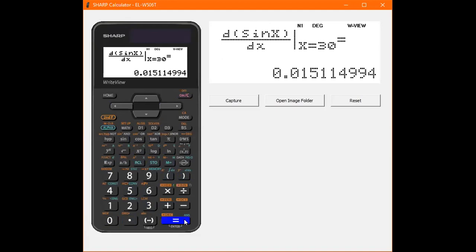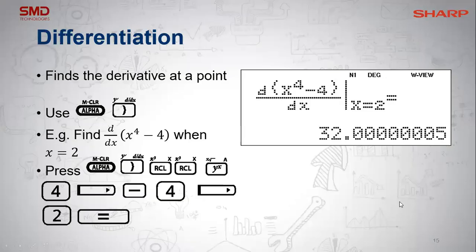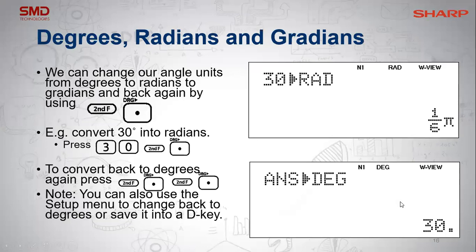Everyone happy with this? I don't see any chat questions, so awesome. Okay, let's go back to my PowerPoint slide here. Speaking of which, here are degrees, radians, and gradients. This is where you're talking about your angular and circular movements and all of that sort of stuff. And the calculator makes it so easy to convert between the various degrees, radians, and gradients.